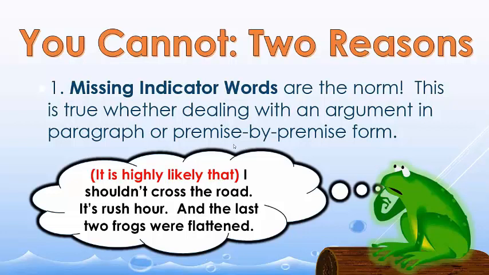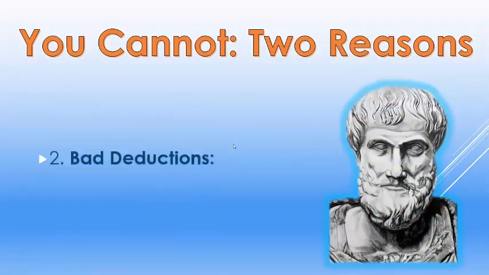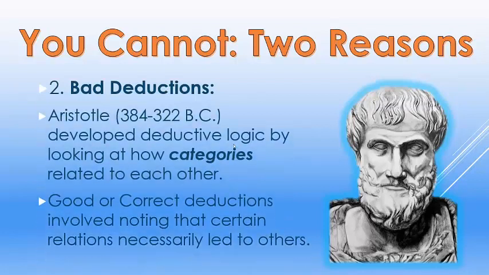For example, we used an example involving a frog early on who reasoned that he shouldn't cross a road. Now, that conclusion was reached inductively on the basis of two premises, but notice our hypothetical frog never said, "It's merely highly probable I shouldn't cross the road." That little phrase was left out. But there's a more important reason we have to take a look at. There are such things as bad deductions. A person may say a conclusion necessarily follows when in fact it does not. And Aristotle, who first developed deductive logic by looking at how categories of things related to each other, cataloged good versus bad deductions on the basis of this.